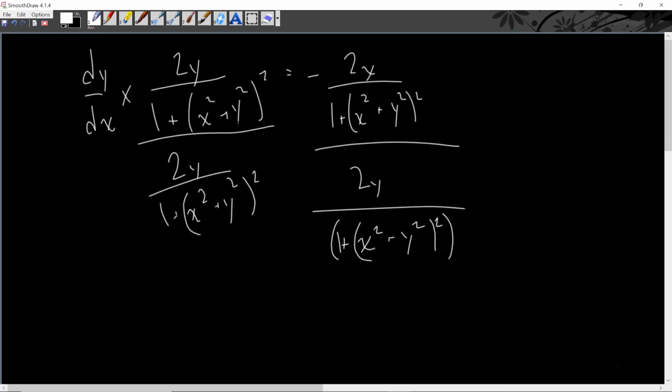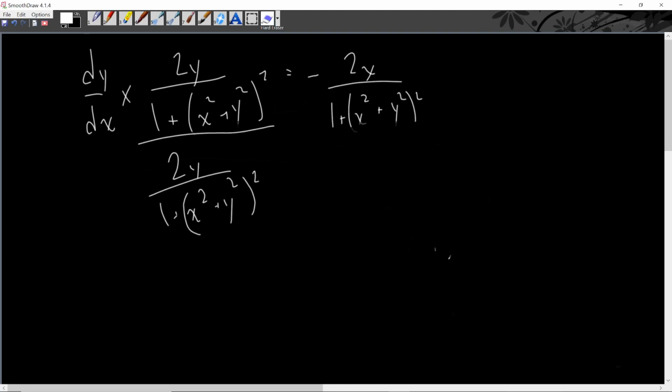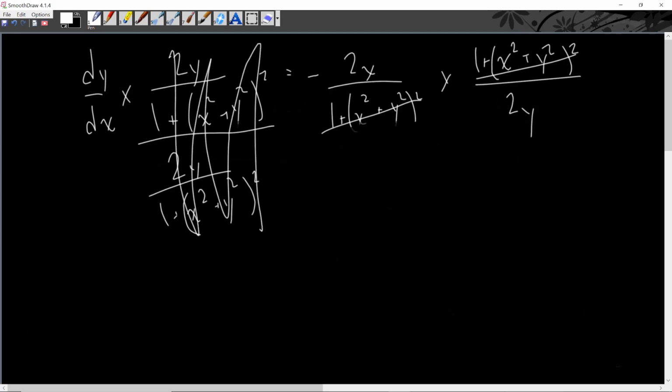And now when you flip this, you're going to have to flip it because you're doing fraction division. When we flip it, we're going to have 2y in the denominator and (1 plus x squared plus y squared) squared in the numerator when we flip that fraction, all over 2y. And now, since these are both the same term, let's actually cancel these out too. We have negative 2x over 2y. Both of those can be divided by 2, so we have dy/dx equals negative x over y.